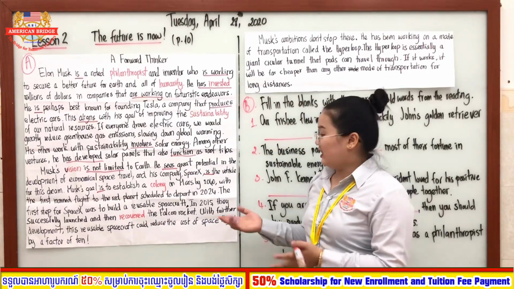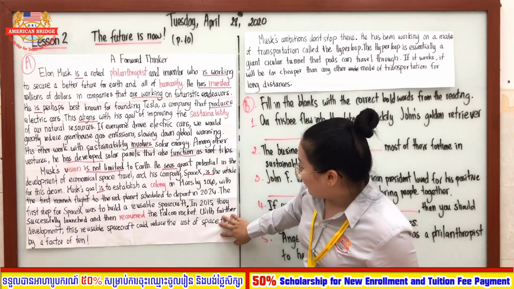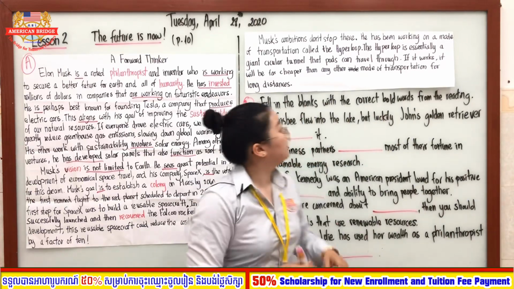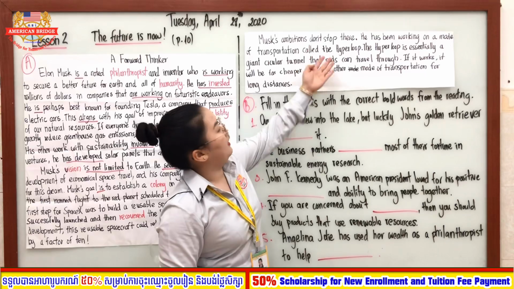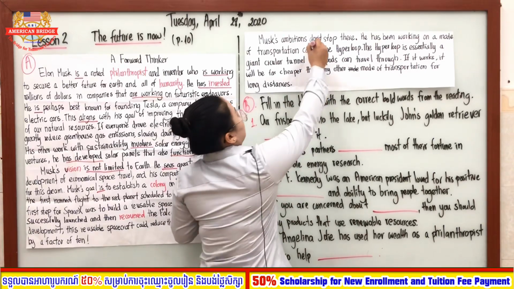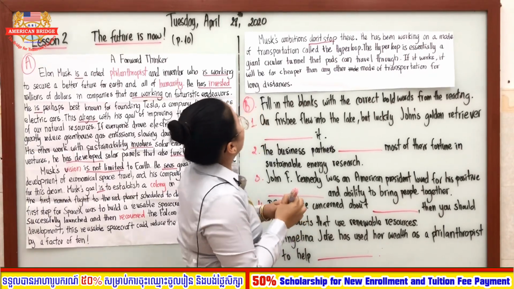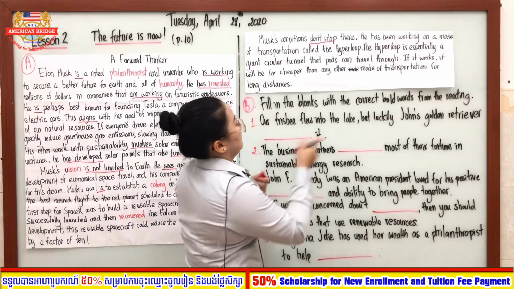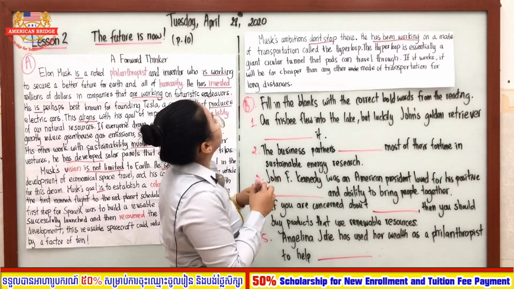So, is there any more present tense verb? I believe no, right? So, next, Musk's ambitions don't stop there. Okay, you see the word don't stop there. He has been working on a mode of transportation called the Hyperloop. Okay, here, has been working.